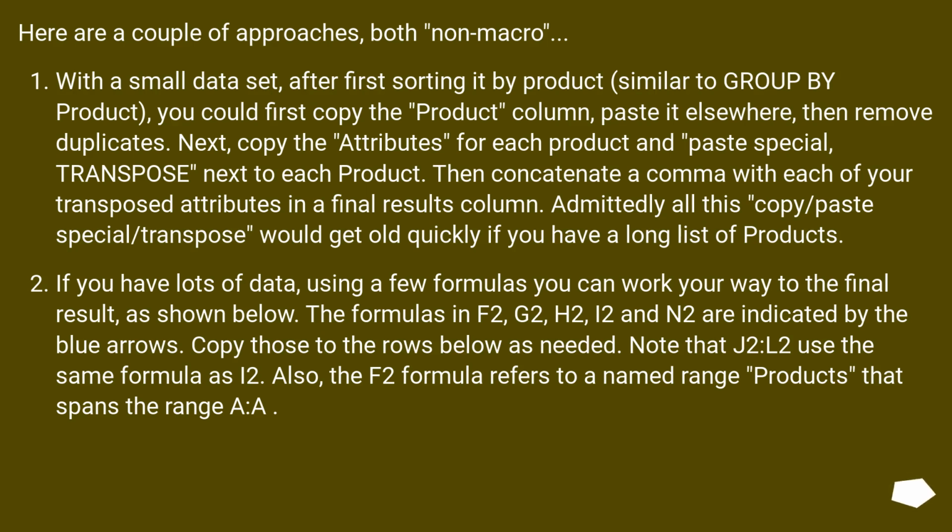Admittedly, all this copy, paste special, transpose would get old quickly if you have a long list of products. If you have lots of data, using a few formulas you can work your way to the final result, as shown below. The formulas in F2, G2, H2, I2 and N2 are indicated by the blue arrows. Copy those to the rows below as needed. Note that J2:L2 use the same formula as I2. Also, the F2 formula refers to a named range, products, that spans the range A:A.